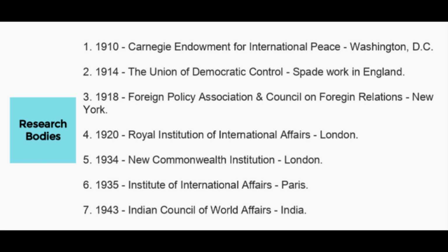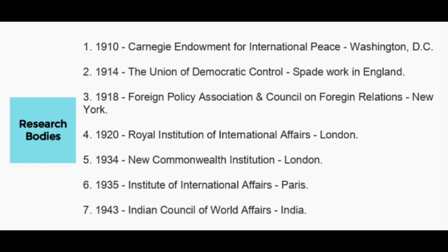Then we have the Union of Democratic Control of 1914. Here they did good work in England for the exchange of ideas on international relations as an academic discipline. Then in 1918, two research bodies in New York were formed. These were the Foreign Policy Association and the Council on Foreign Relations. The aim of both is to stimulate wider interest in international relations and policy issues confronting the US, and encourage more participation in world affairs by the citizens.